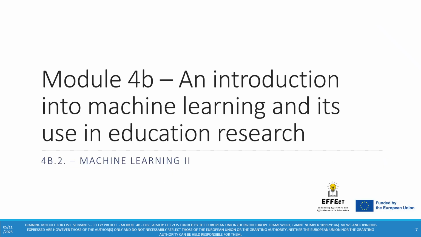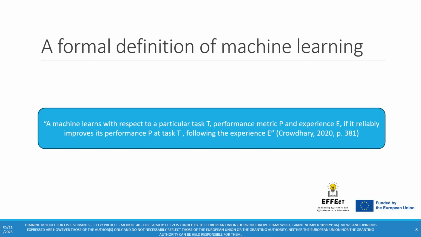Welcome to submodule 4b.2, which is the second submodule on machine learning. In this submodule, we will address a formal definition of machine learning, which is given by the following sentence. A machine learns with respect to a particular task T, performance metric P, and experience E if it reliably improves its performance P at task T following the experience E.